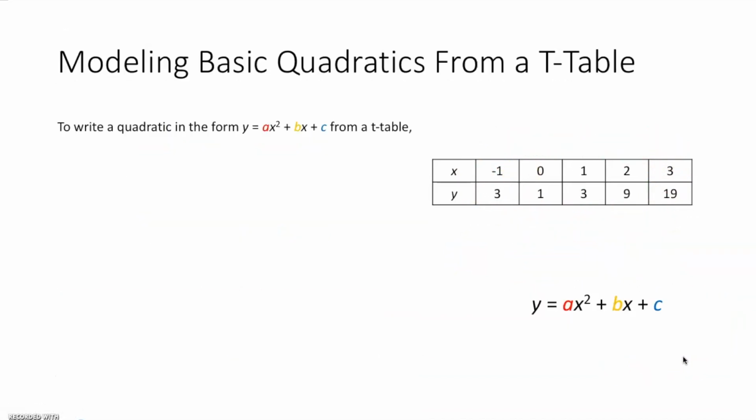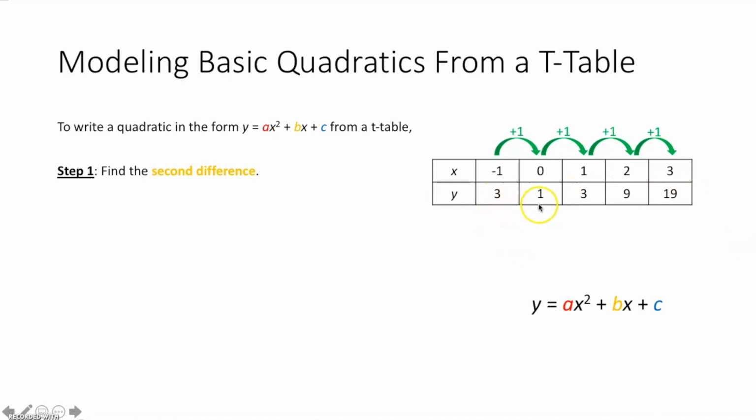Let's talk about modeling basic quadratics from a t-table. So if you are given a t-table and it wants you to write a quadratic in the form y equals ax squared plus bx plus c, these are just going to be basic ones. What you want to do first is find the second difference. So here we see that the x values have a common difference, so we're good to go. We can then check the first difference of our y values.